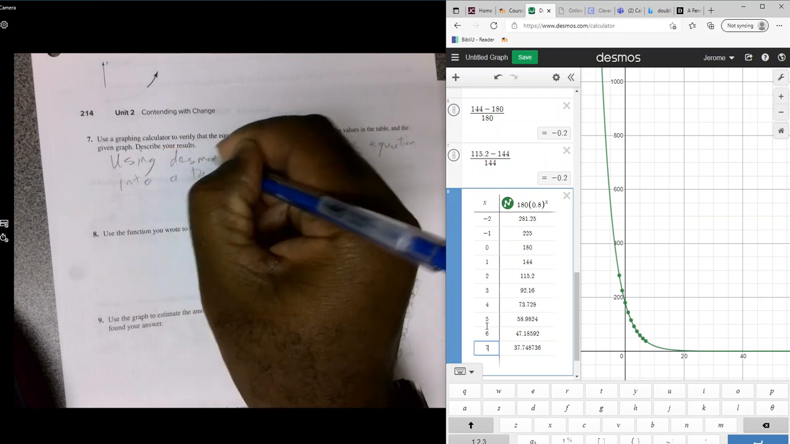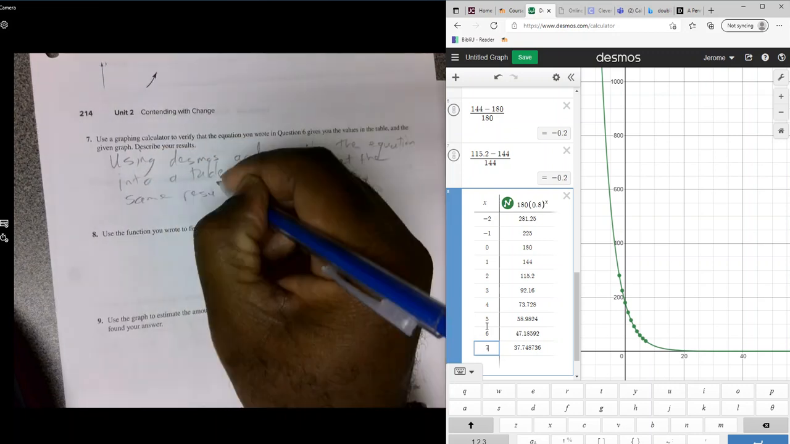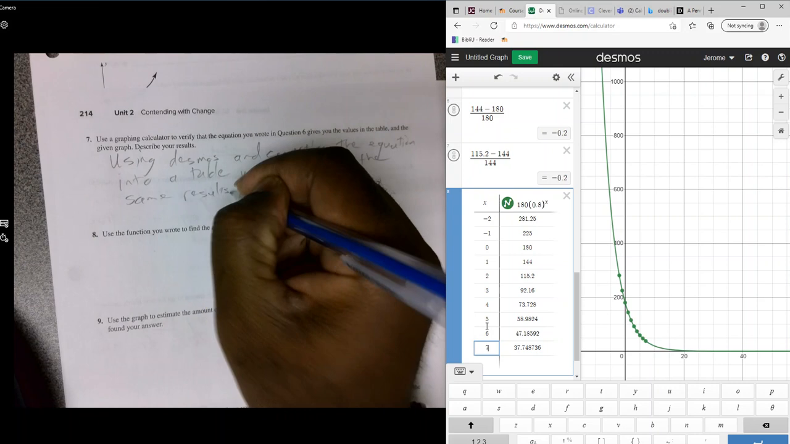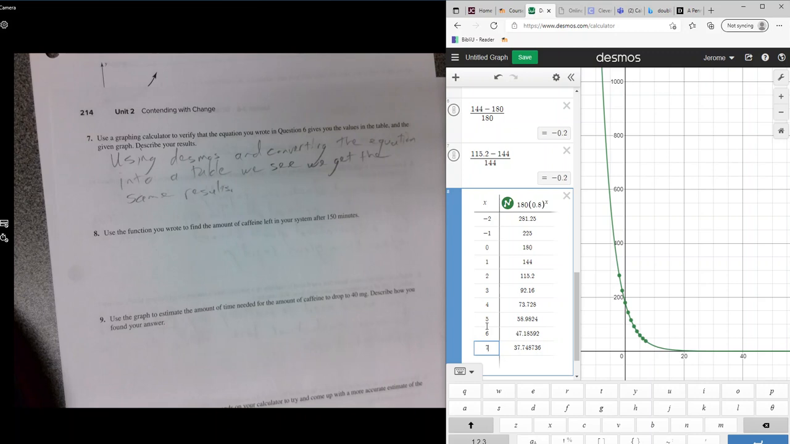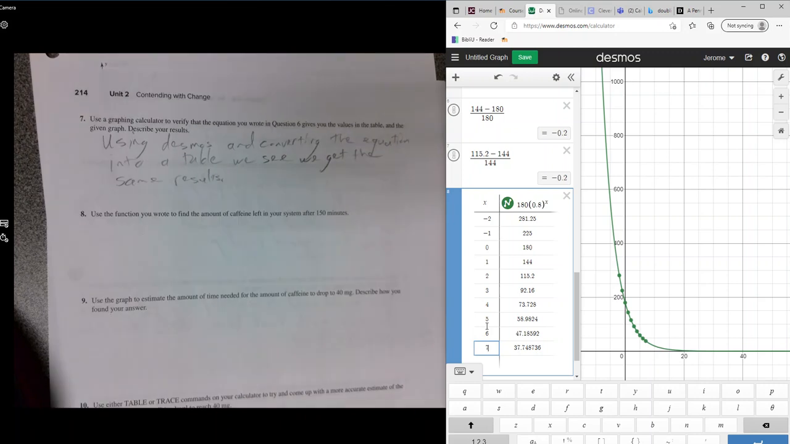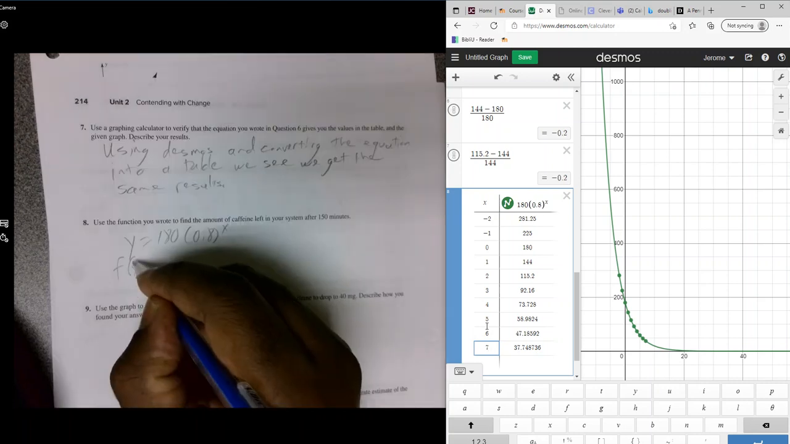Okay, number 8, use the function you wrote to find the amount of caffeine left in your system after 150 minutes. So our equation was y equals 180 times 0.8 to the x. Now they want us to see how much is left in our system after 150 minutes. We can approach this a few ways. First, one way we could do this is write this as a function, f of x equals 180 times 0.8 to the x.